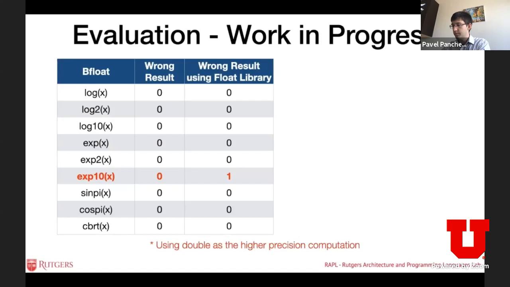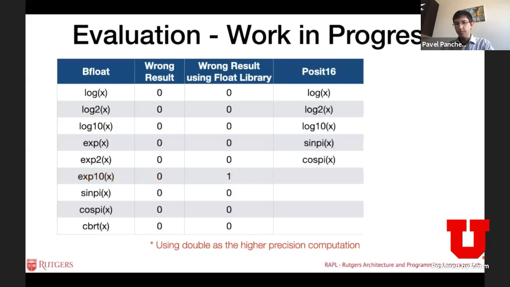But what we found out was that there was a case where this produced the wrong result. This case is especially interesting because the float math library produces the correctly rounded result for float, but when we round this result to bfloat16, it became a wrong answer. So hopefully this result convinces you that it is important to create a native math library for each representation.